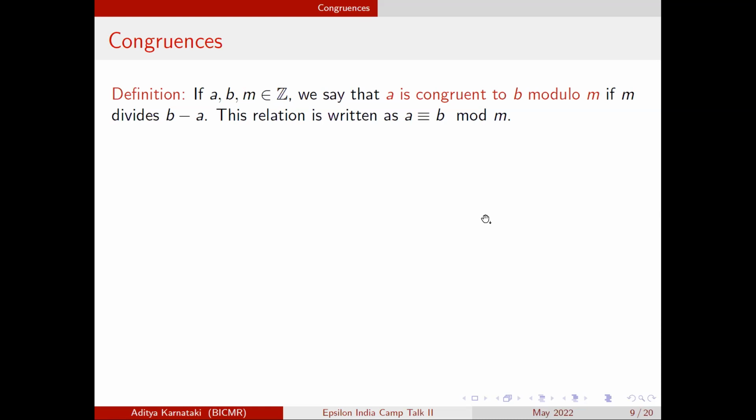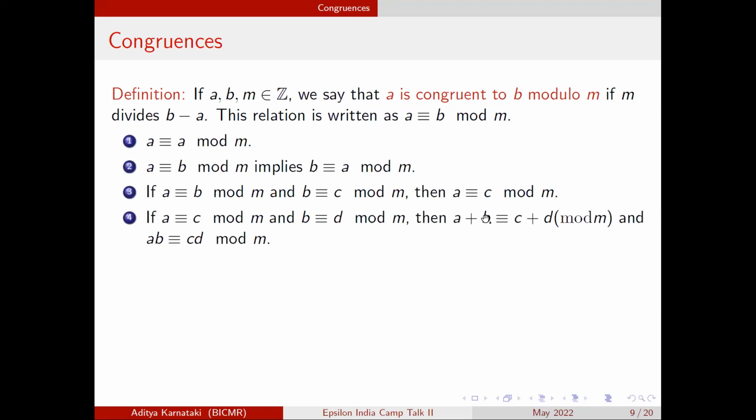Okay, so this is the definition which many of you may have seen before. And these are some simple properties. A is congruent to A modulo M, of course, because M divides 0, which is A minus A. So that's fine. You might laugh at me for saying such a simple thing, but sometimes these things get quite difficult to check also. If A is congruent to B modulo M, then B is congruent to A modulo M. The first statement means that M divides B minus A. The second will mean M divides A minus B. Of course, if one happens, then the other has to happen.